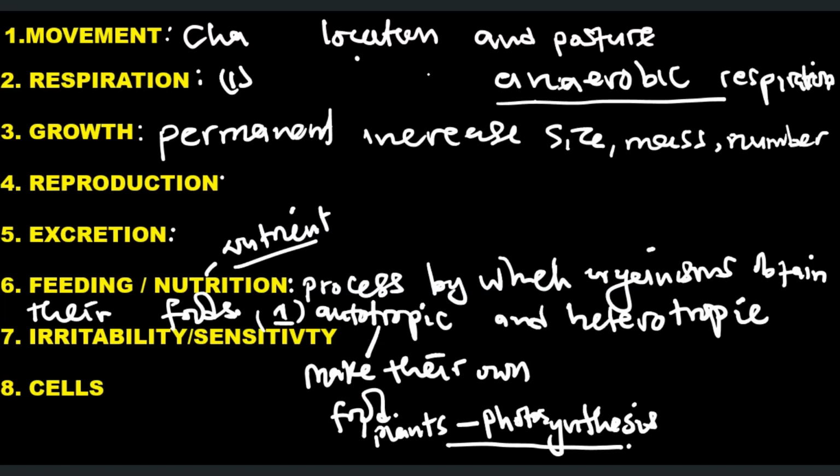The other one, heterotrophs, are organisms that depend on already made food. They depend on food that is already made. Examples are animals. Animals depend on the food that plants make, and therefore are heterotrophic.